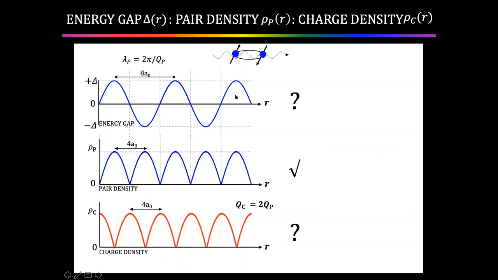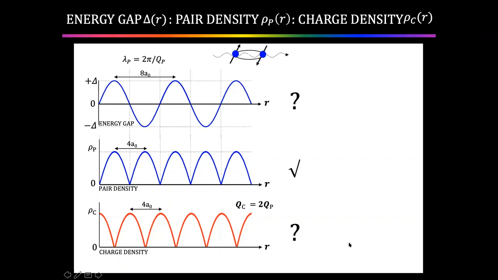And furthermore, if the energy gap is modulating with 8-unit cell periodicity, the single electron charge density should modulate with 4-unit cell periodicity. Every place where the gap is zero, there should be quasiparticles. Here, here, here. There should be a density of states with 4-unit cell periodicity. So we have checked this effect, but not those two effects. And they're the next ones on our list.